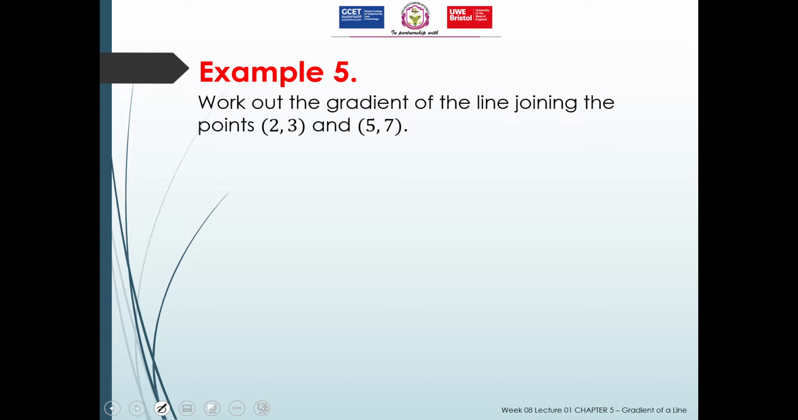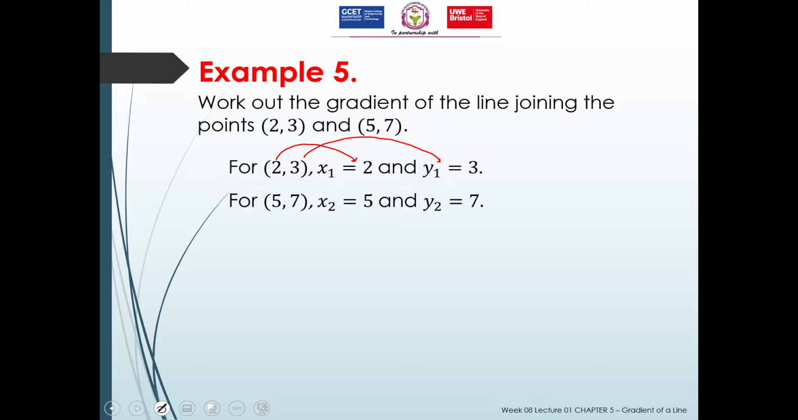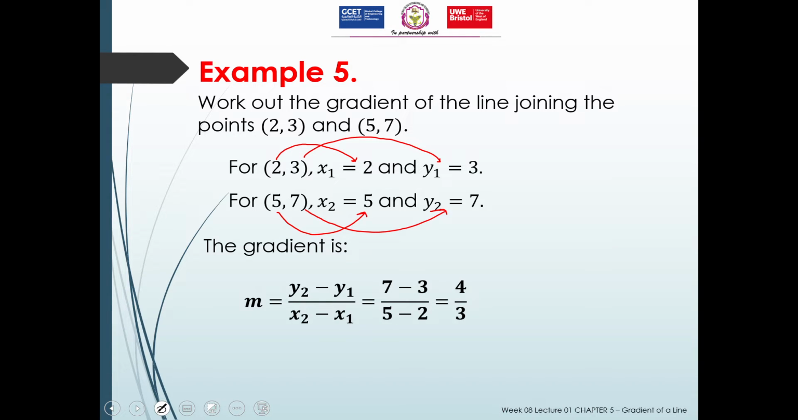Let's take a look at example 5. Let us work out the gradient of the line joining the points 2, 3 and 5, 7. So for 2, 3, we have x1 is equal to 2, and y1 is equal to 3. Now for the second point, 5, 7, x2 is 5 and y2 is 7. So the gradient is, according to the formula, m is equal to y sub 2 minus y sub 1 divided by x sub 2 minus x sub 1.